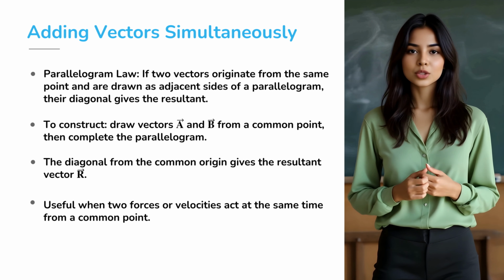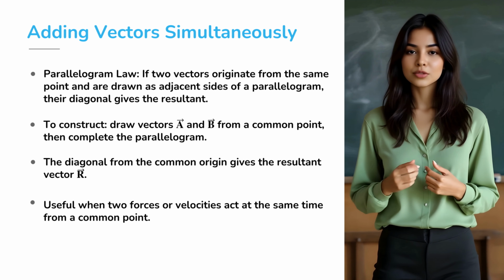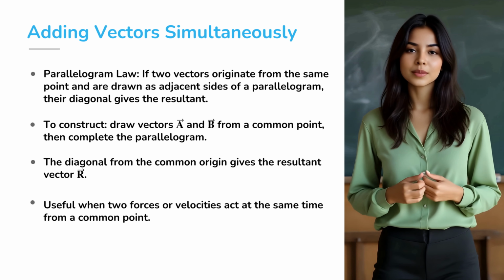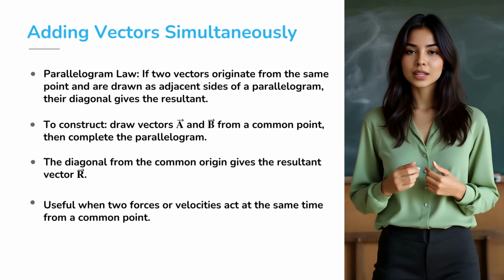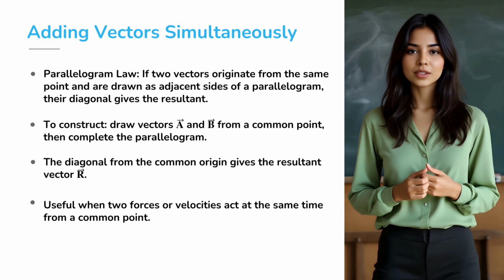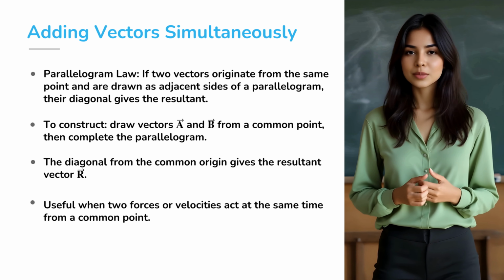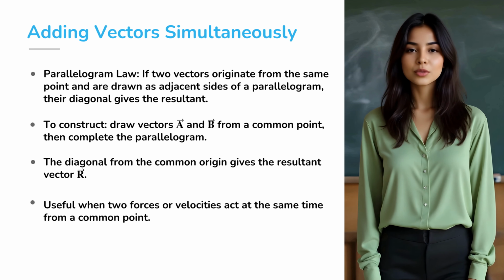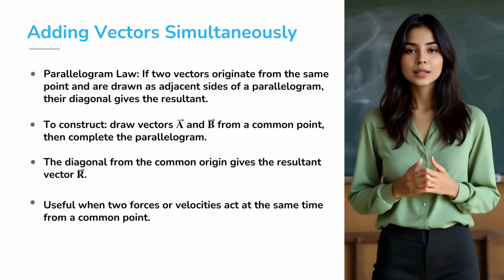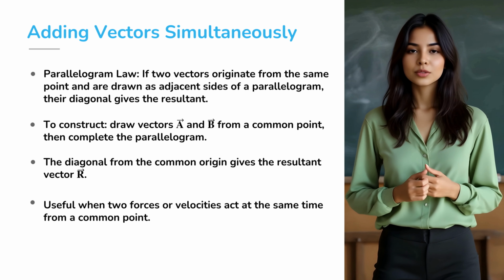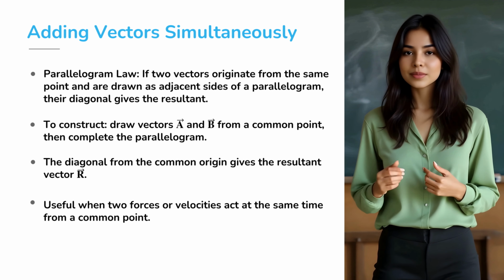So you start by drawing vector A and vector B from the same origin. Then you construct a parallelogram. The diagonal from that common origin gives the resultant vector R. This is perfect for scenarios where multiple forces act on a point object, say the lift force and wind force acting on a flying kite.